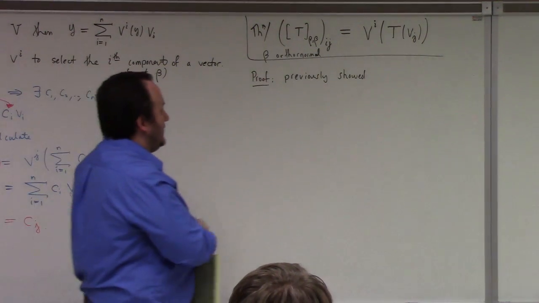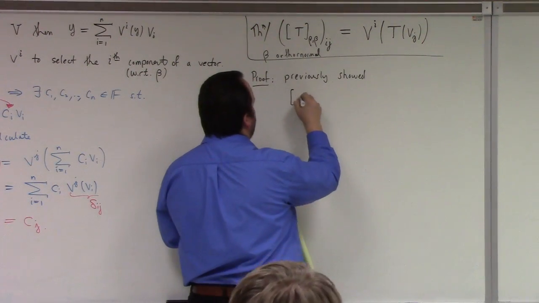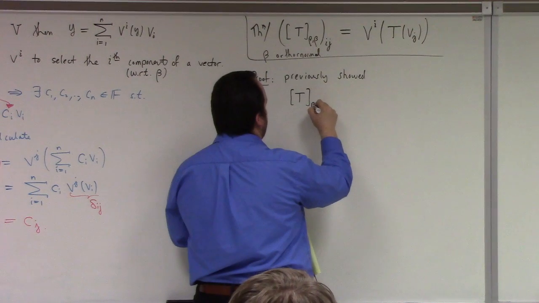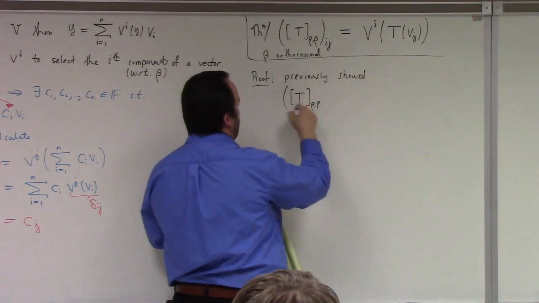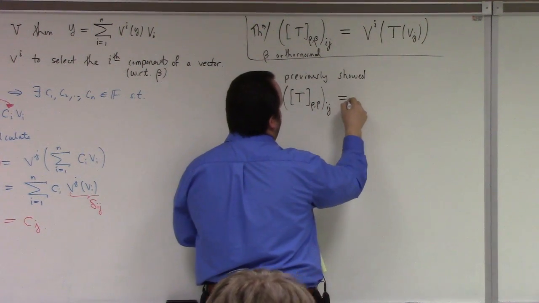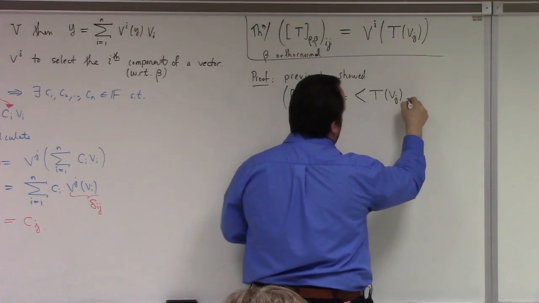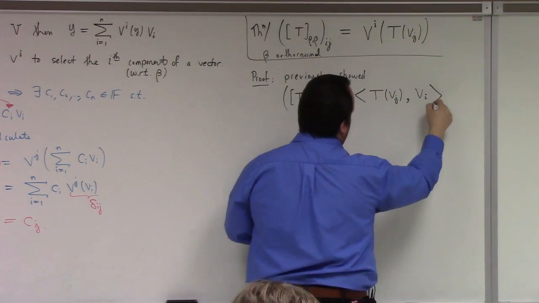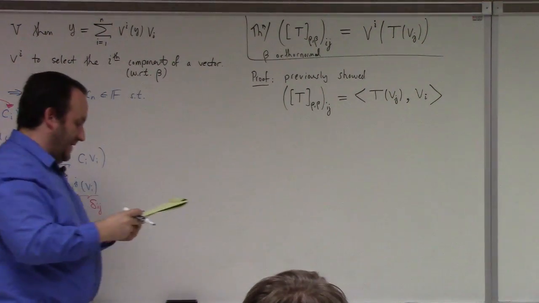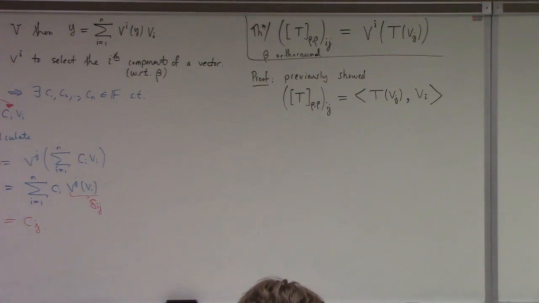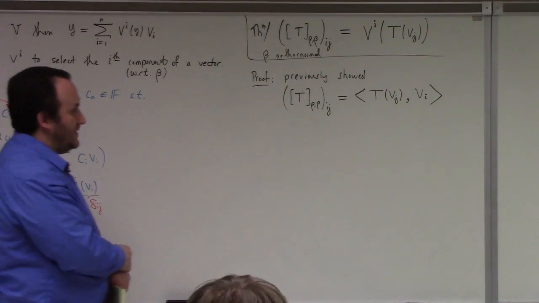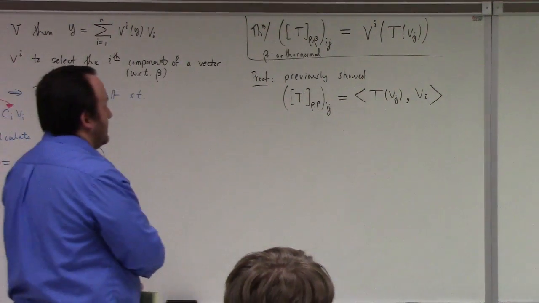So we previously showed that the ijth component of the matrix of T was what in terms of inner products? Do you remember? We previously proved that that was the inner product of T of Vj, comma Vi. That was the corollary on page 347 of Friedberg, Insel, and Spence, which we went over in a previous class. Now, all you've got to do is what?